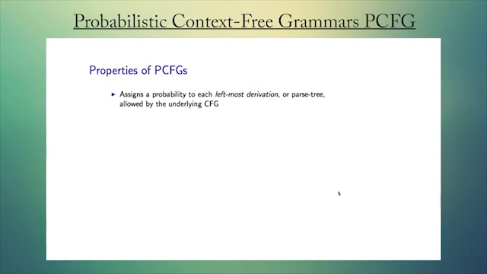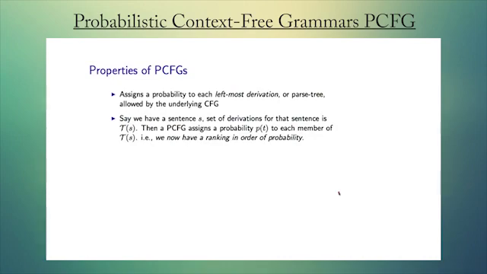Okay, so some crucial properties of PCFGs. Firstly, as we've said, they assign a probability to every possible parse tree allowed by the underlying context-free grammar. So to calculate the probability of a parse tree, I just look at the rules in that parse tree and multiply together the different probabilities.